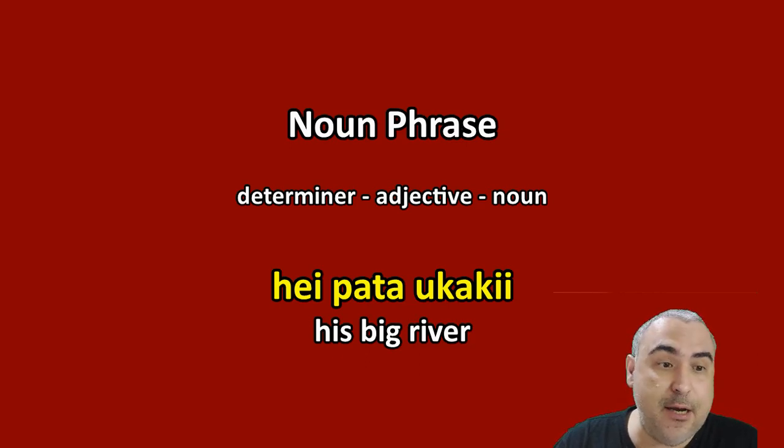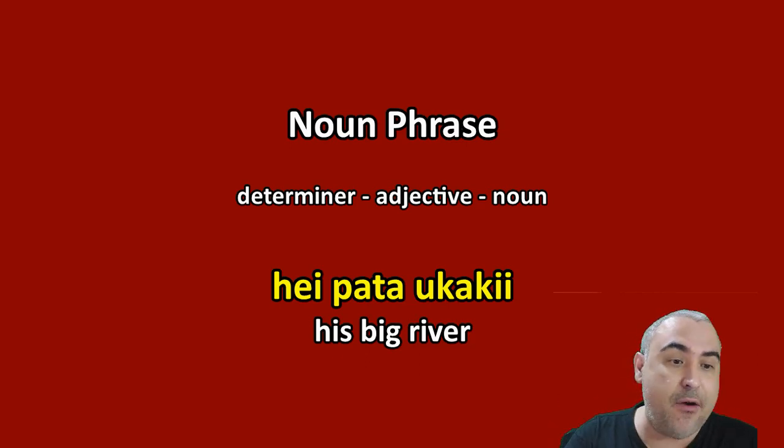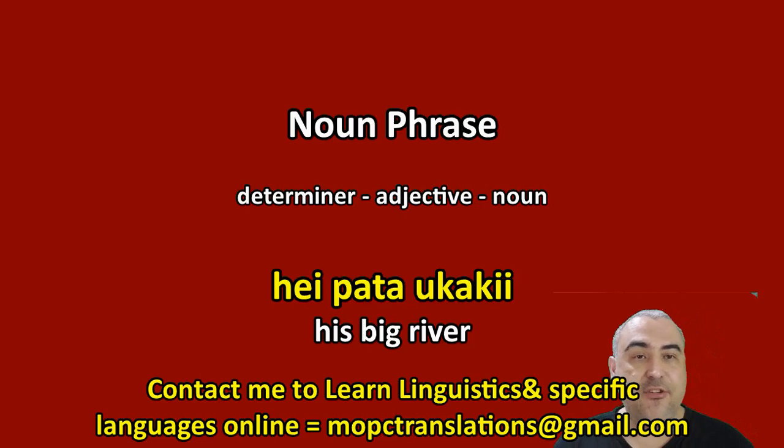The noun phrase in Yanomamo is determiner adjective noun. So you say, Hei pata ukaki, this big river, much like English. Adjectives like big come before the nouns. Big river, not river big.